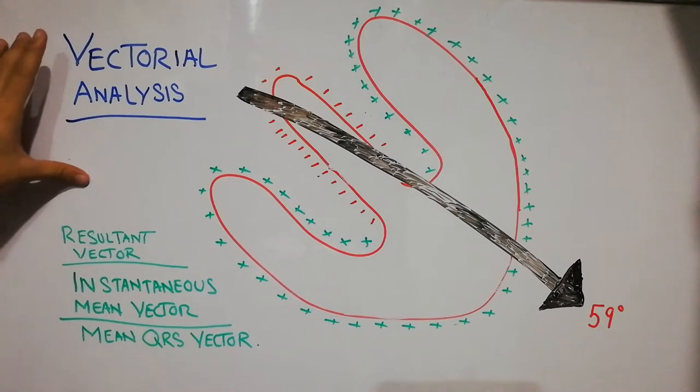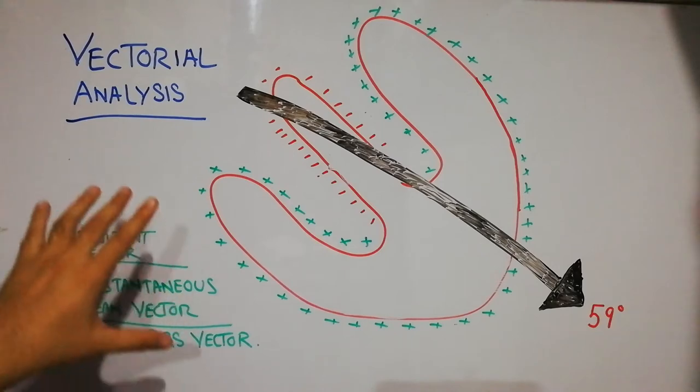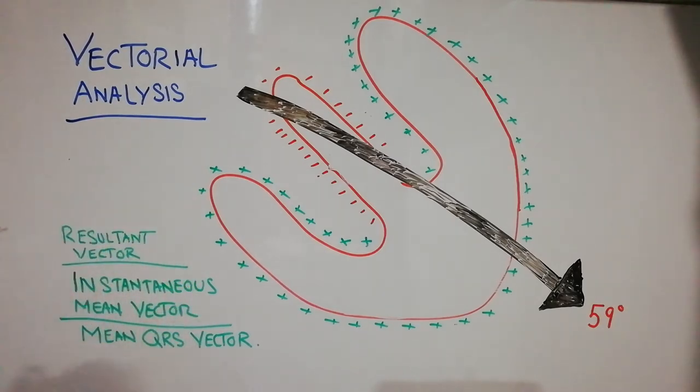While we have already discussed the different types of leads that are used, the 12 leads: lead 1, lead 2, lead 3, AVL, AVR, AVF and the chest leads, it is now important to discuss the vector, because the vector analysis helps interpret the different types of changes that occur in the chest leads, the bipolar limb leads and the augmented limb leads.